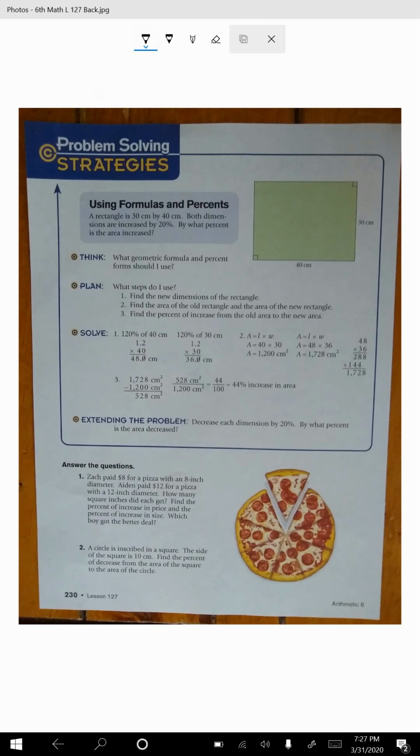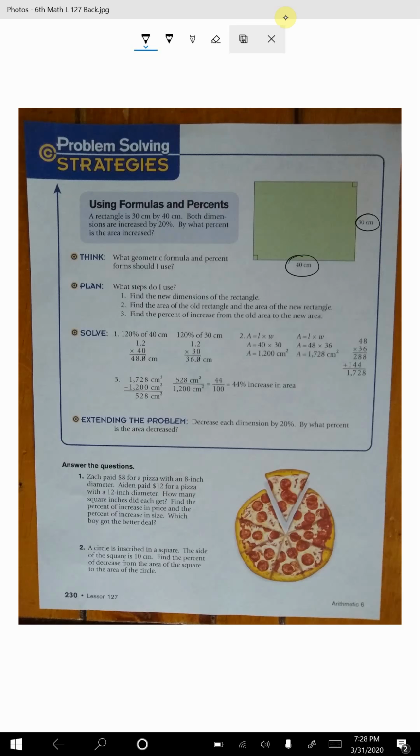Using formulas and percents. A rectangle is 30 centimeters by 40 centimeters. Both dimensions are increased by 20%. What percent is the area increased? So they're going to increase both of these guys by 20%. Okay? So let's go through what they wrote here.